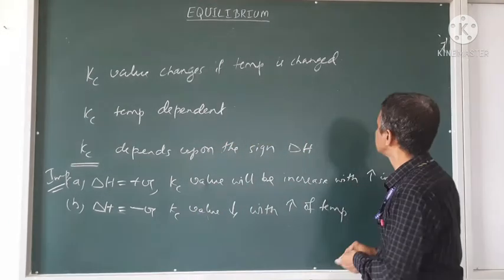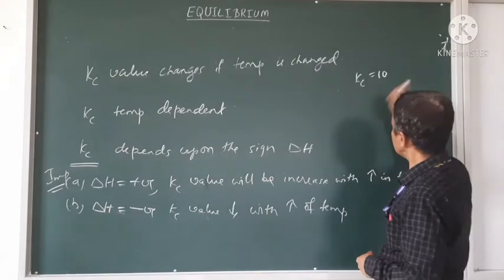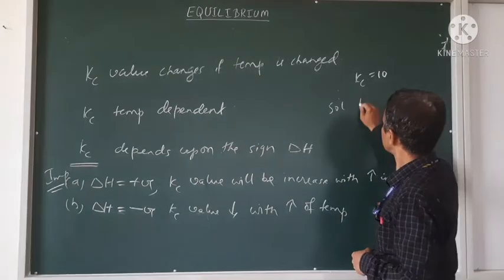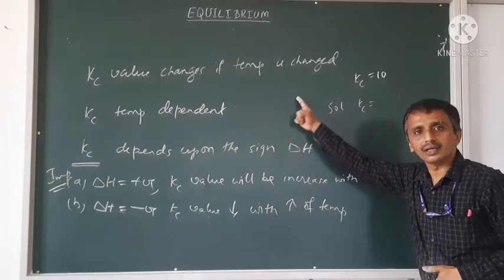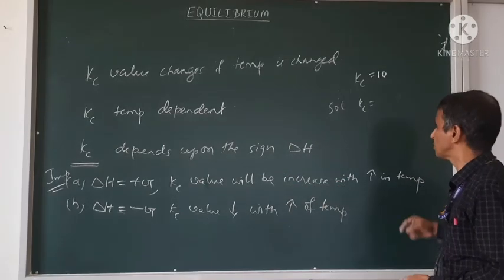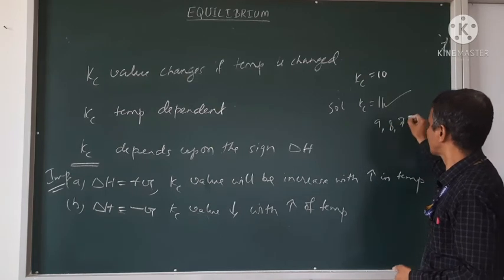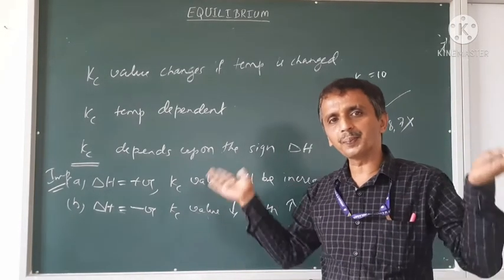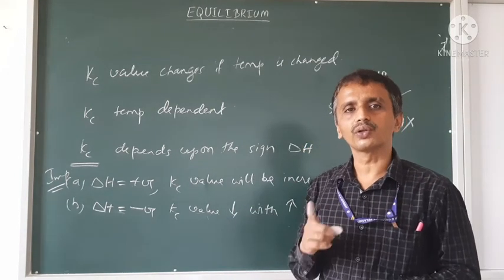What I said, Kc value was 10 and at 50 degrees higher temperature, what should the Kc value be? The reaction was endothermic, so Kc value will increase with the increase in temperature, which means 11 is the answer, not 9 or 8 or 7. Kc value will be higher when the temperature increases for an endothermic reaction. Such a question can also be asked.